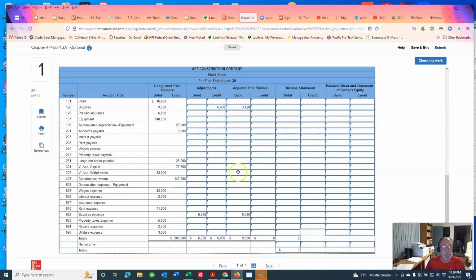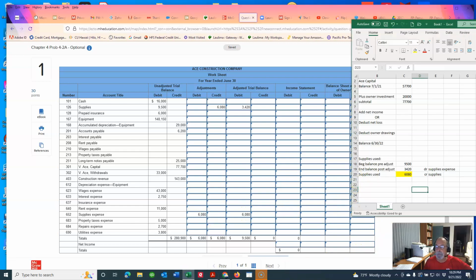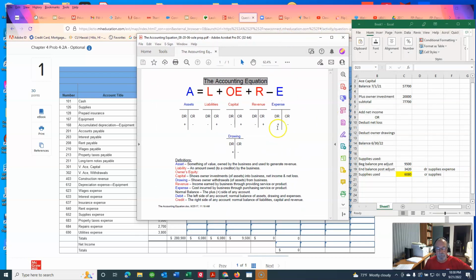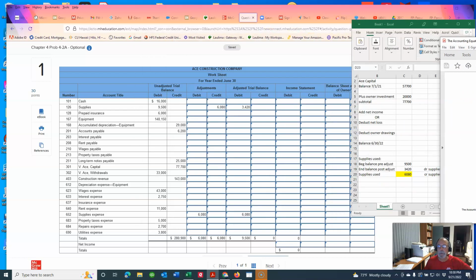So what we've done here is we've shown one adjustment, adjustment A, for supplies used. Again, let's dig up that calculation. Beginning balance before adjustment 9,500, ending balance after adjustment 3,420, and so if we subtract the two, we can get the amount of supplies used during the year, $6,080. We record that as an adjustment by debiting supplies expense or adding to supplies expense. We add to supplies expense with a debit, and we subtract from supplies, which is an asset, with a credit. So we credit supplies. Okay.